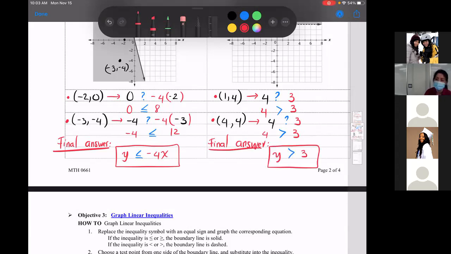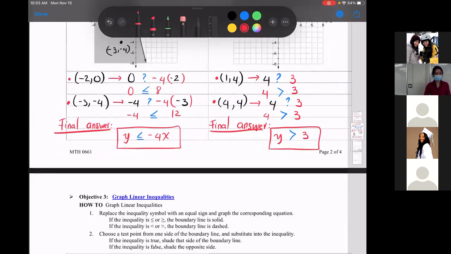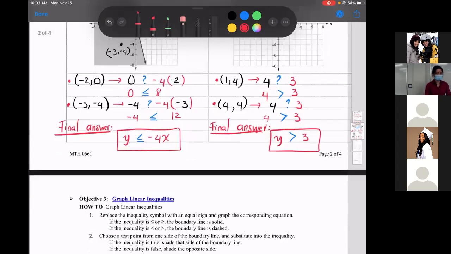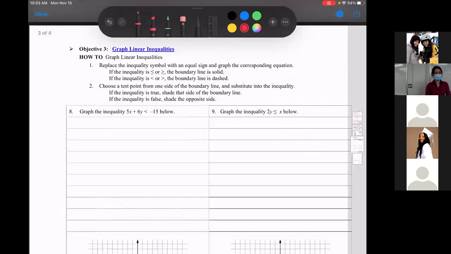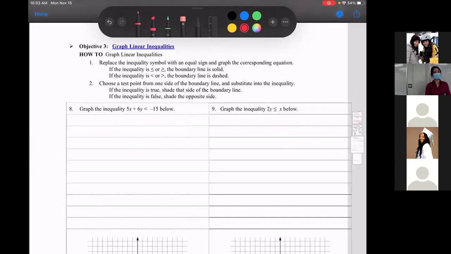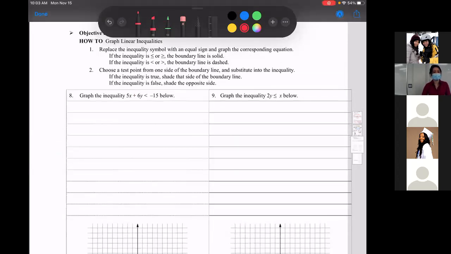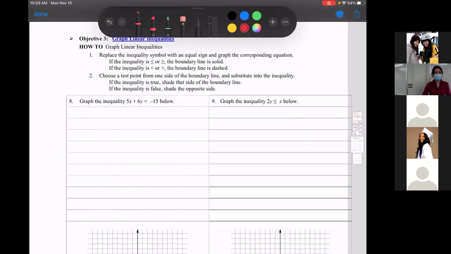I know everybody can do this. These are the baby steps. Now on the exam, this is what they want you to do. Objective 3: they give you the inequality and then they ask you to graph its solution.